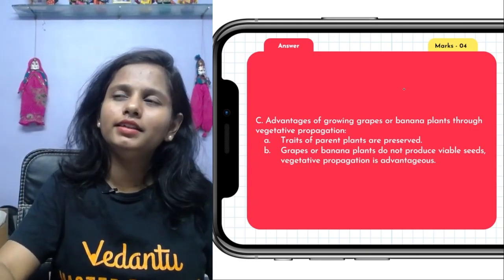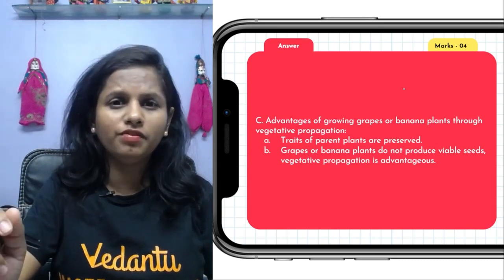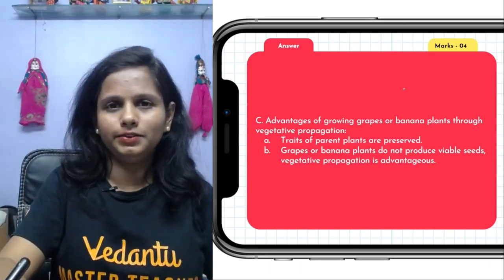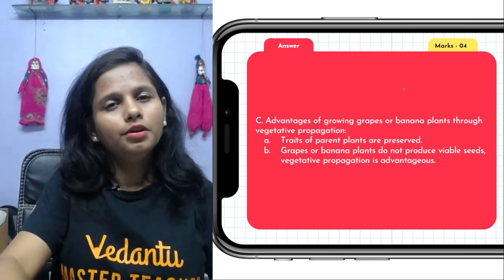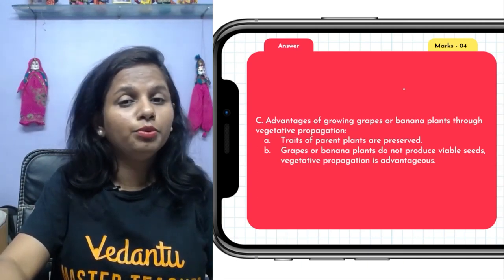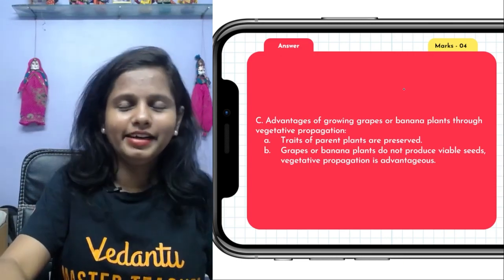And apart from that, there are so many varieties of these plants, no? So many variants of grape, so many variants of banana. So if you want to preserve the same parental trait, you can opt for plant tissue culture, because it helps you to reproduce plants asexually, and which are genetically identical plants.